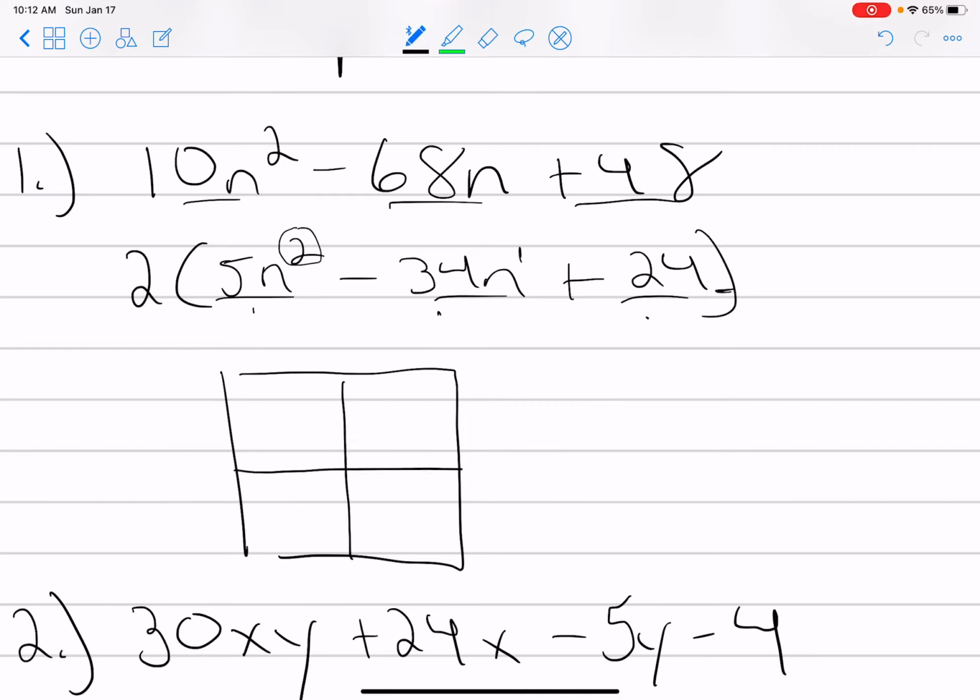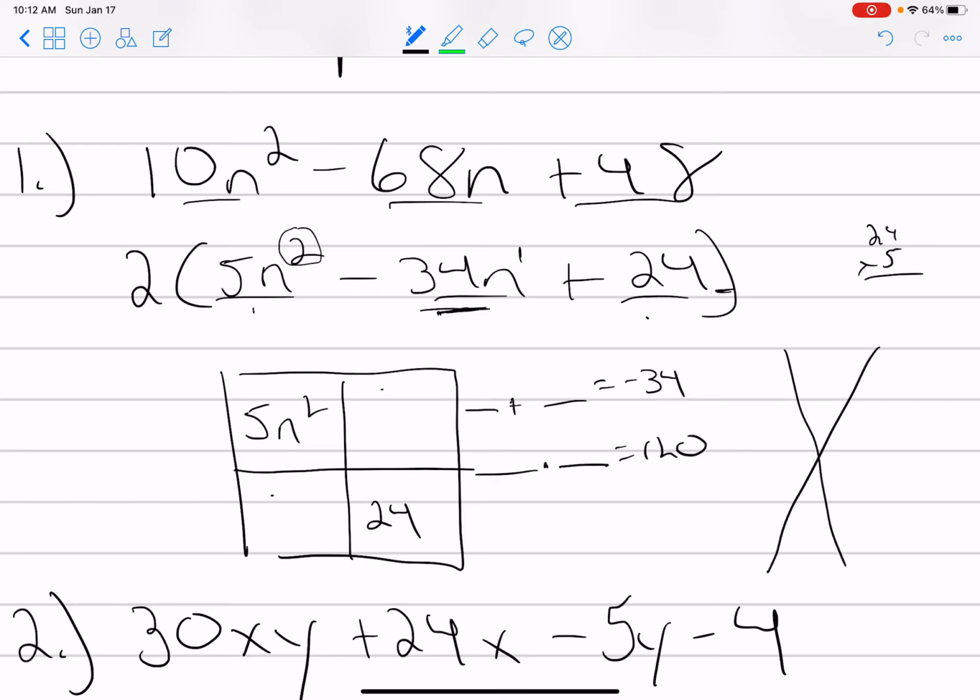I'm going to go 5n squared here, 24 here. So I know blank plus blank. Remember, if I add box 2 and 3, I get the middle term. So blank plus blank is negative 34, and blank times blank is whatever 5 times 24 is. I have no idea what 24 times 5 is. Oh, wait. 24 times 10 is 240. Divide that in half. It should be 120. Let me double check, but I think my math is right. 24 times 5, 120. Mental math in the house.